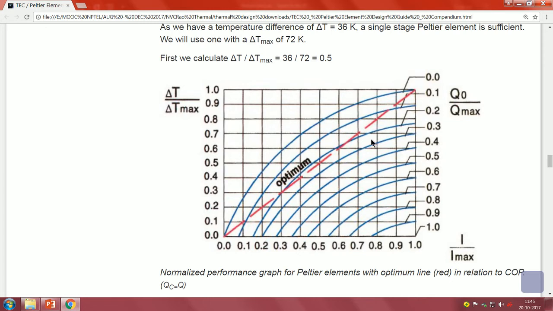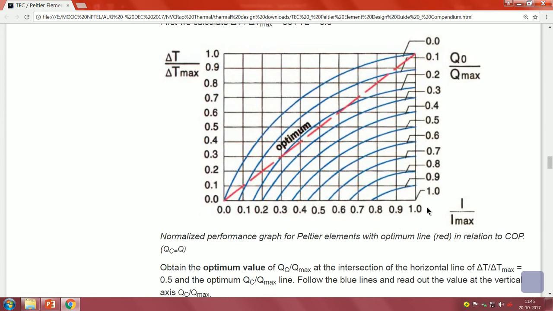You have seen this, typically any of these things in relation to COP. Obtain the optimum value of QC by Q max at the intersection of the horizontal line of delta T over delta T max at 0.5. You have seen that, somewhere here.